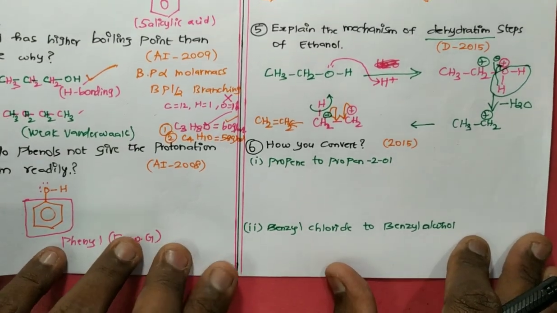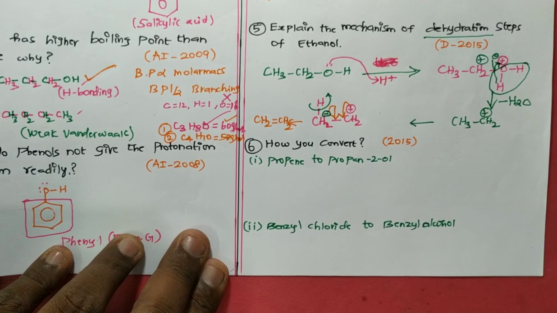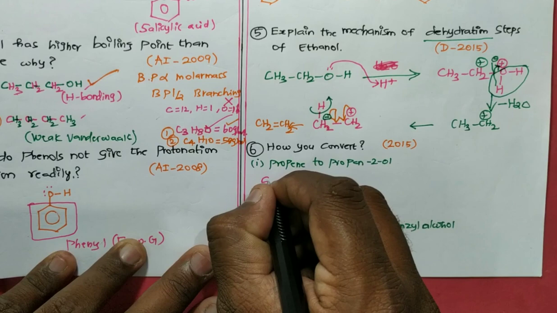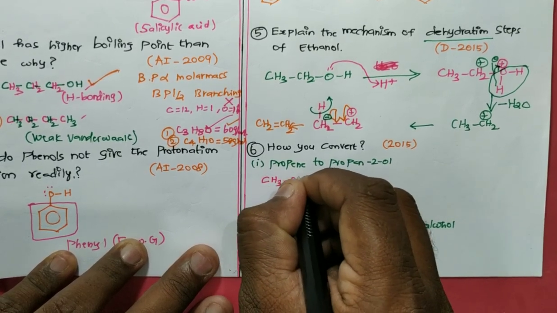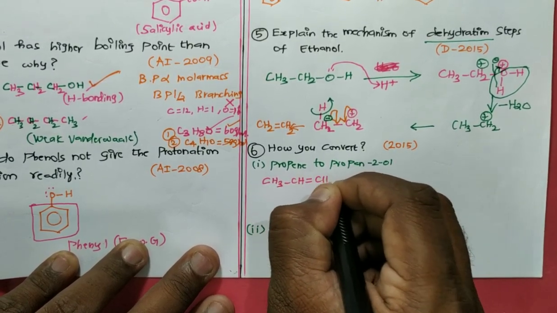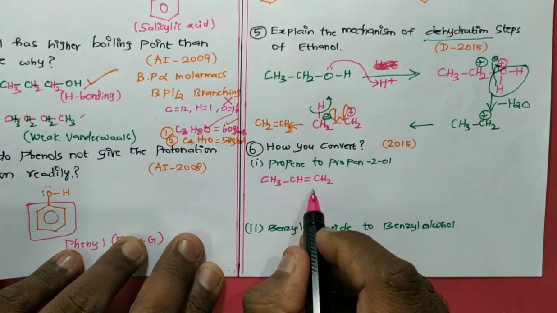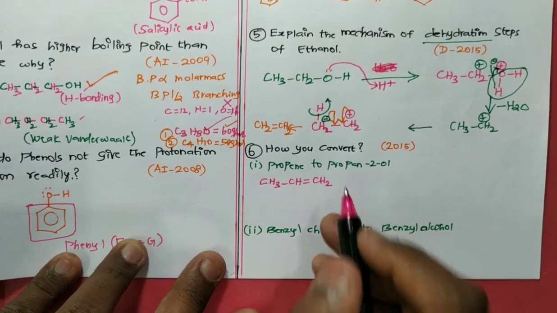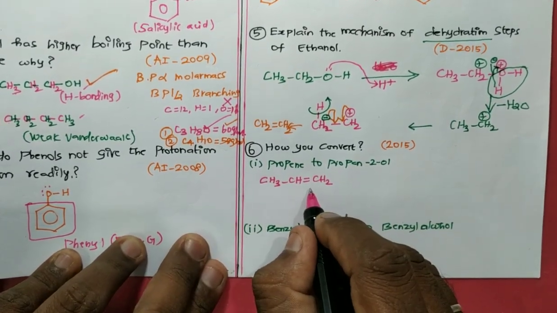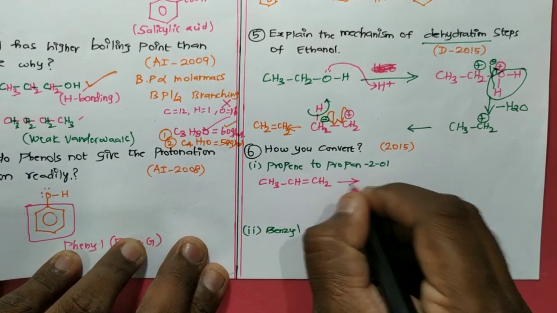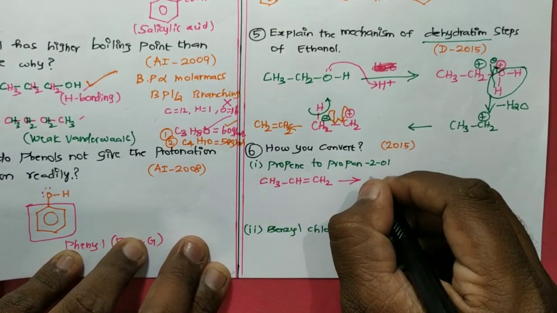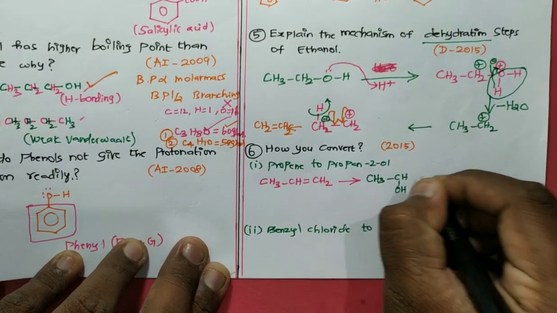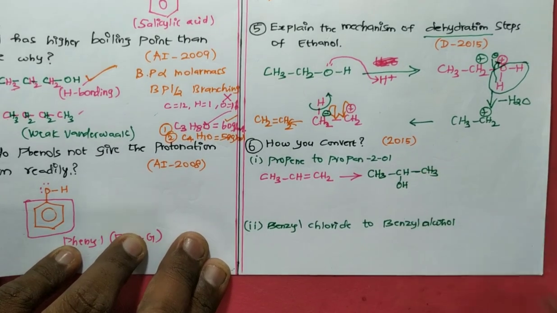And next question is: how do you convert propene to propan-2-ol? This question was asked in the year 2015. Propene, first of all, you have to write the structure, CH3CH double bond CH2, because of 3 carbon atoms. In the first question we had ene. So propene, otherwise called prop-1-ene, will be converted into propan-2-ol. What will be propan-2-ol? CH3CHOHCH3. This is propan-2-ol.